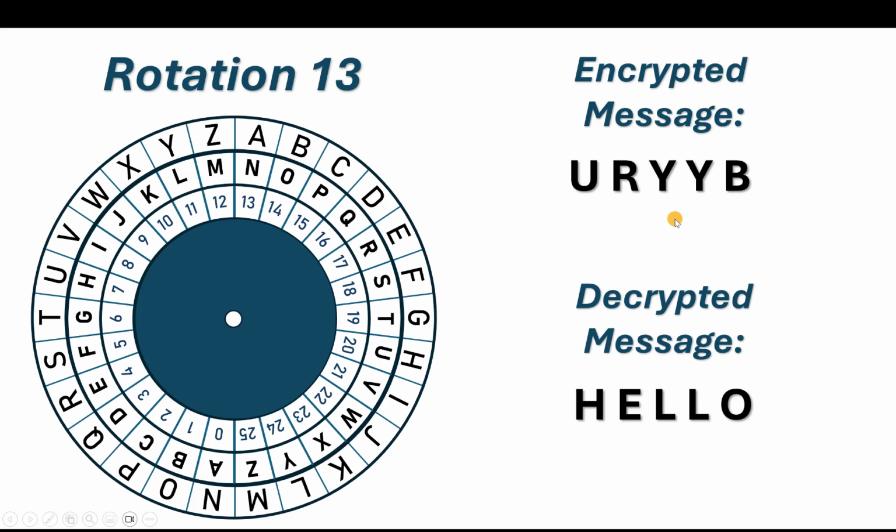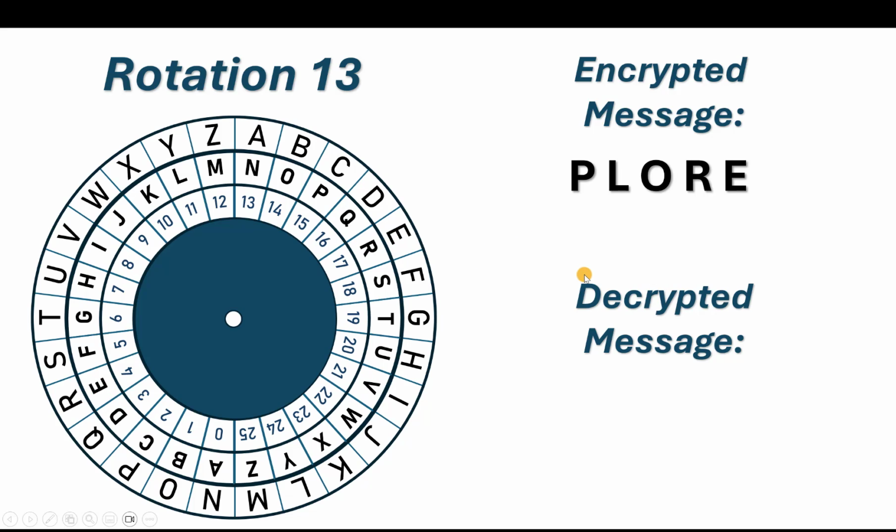All right, let's try one more on rotation 13. So here I've got PLORE. Again, still on rotation 13. I'm going to go to the inner wheel and find P, go up to C. So my first letter is C. Then I'm going to find L on the inner wheel. Again, that's the encrypted letters. Go up to Y. So I've got CY. I'm going to find O on the inner wheel, go up to B. So CYB. I'm going to find R on my inner wheel right here, go up to E. So I got CYBE. Think you know what it is? Let me find E on my inner wheel, and that's R. So CYBER.